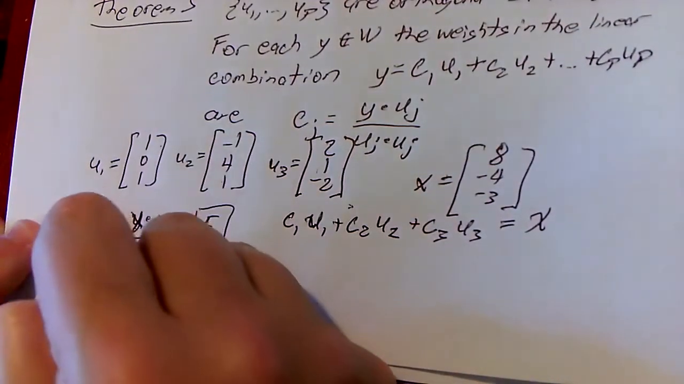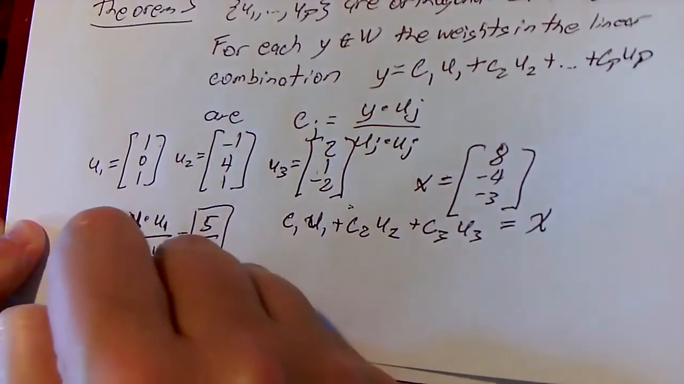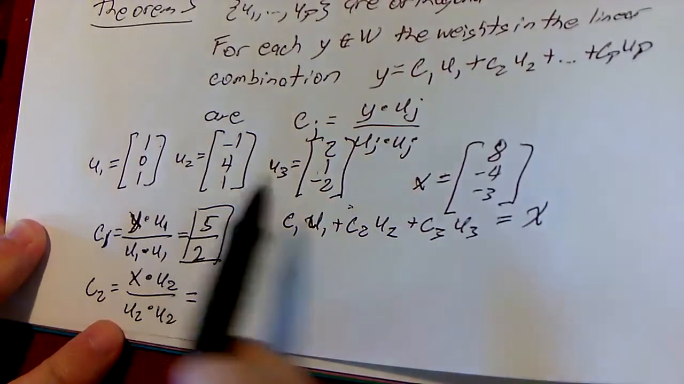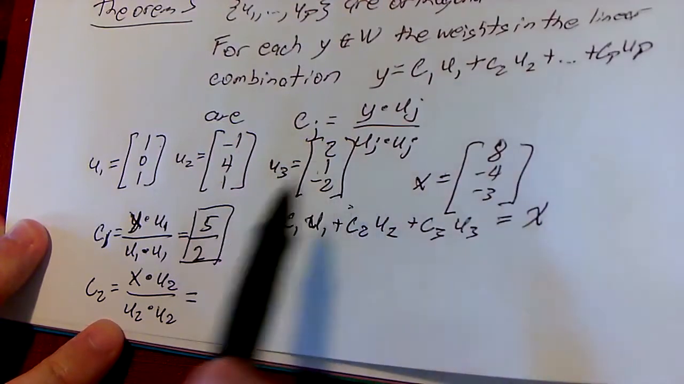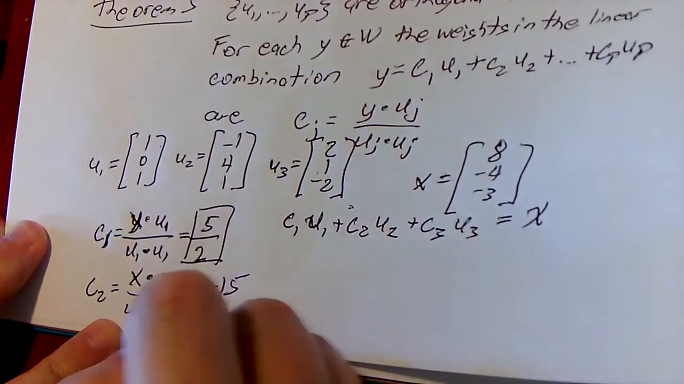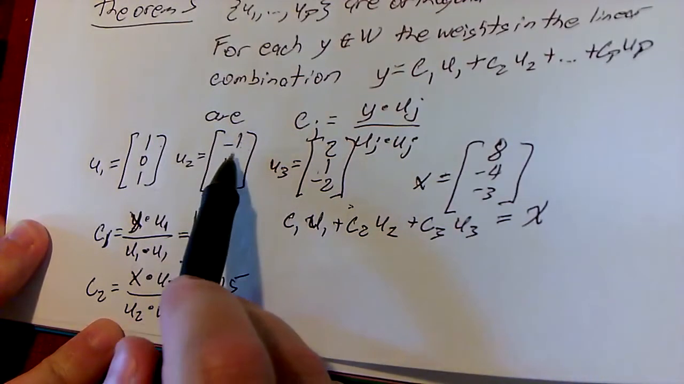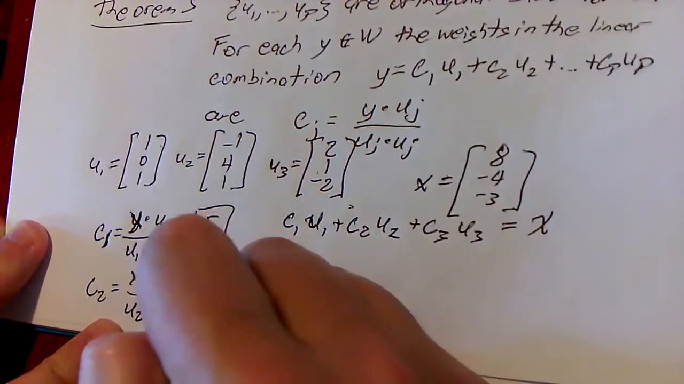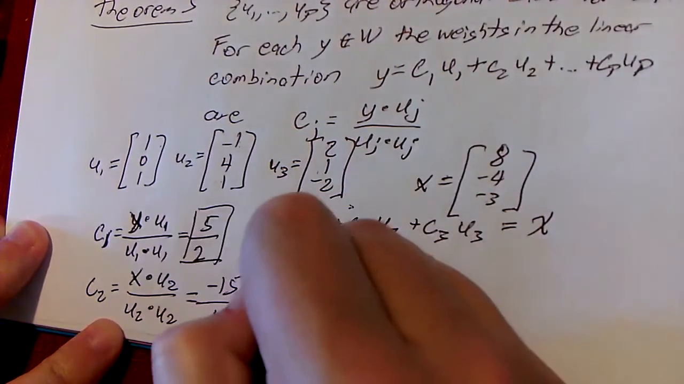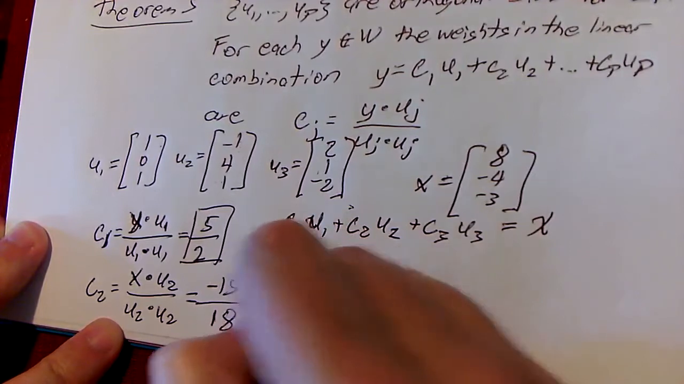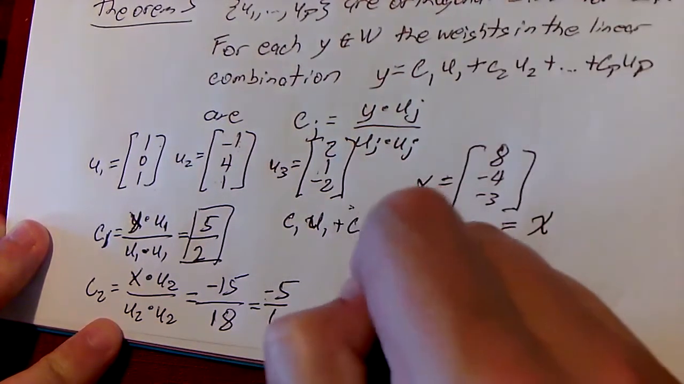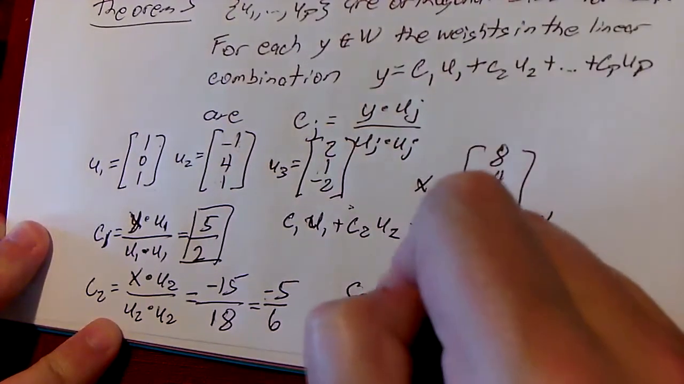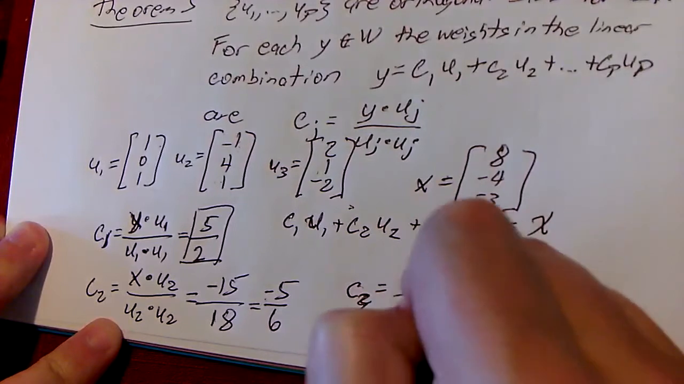C2 is going to be x dot U2 divided by U2 dot U2. So I've got negative 8, negative 4, and negative 3, that's negative 15. Divided by, inside here, I've got 1, 16, and 1. That's 18, which reduces to negative 5 over 6. You can put the negative out front, you can put the negative down with the 6, as long as only one of them is negative. Negative 5/6, okay? And then C3 will be x dot U3 divided by U3 dot U3.